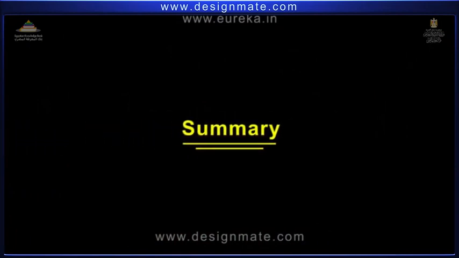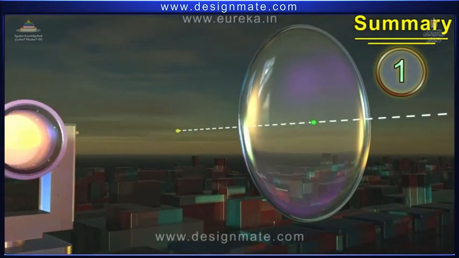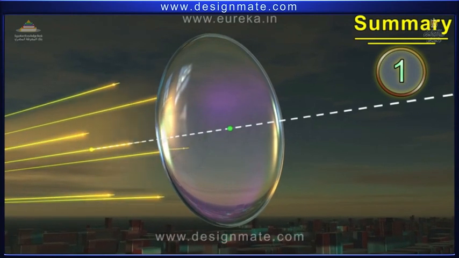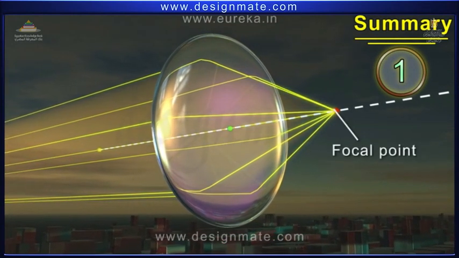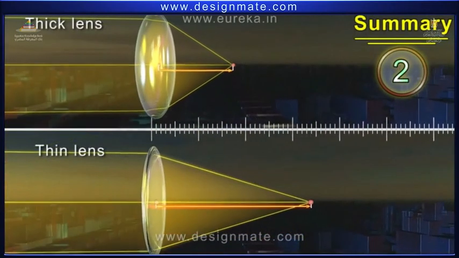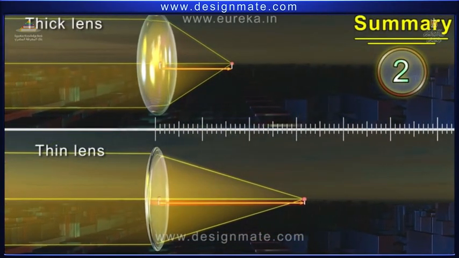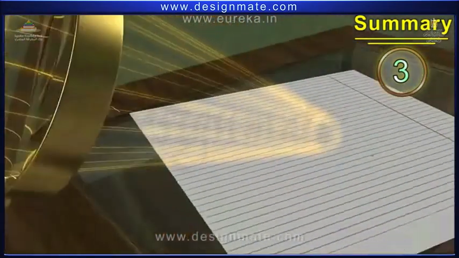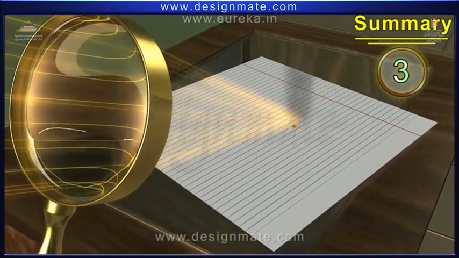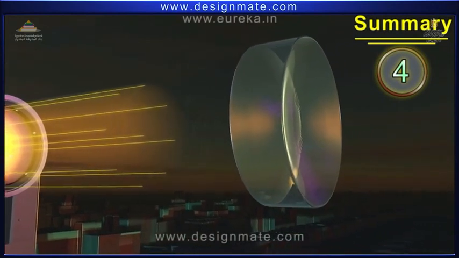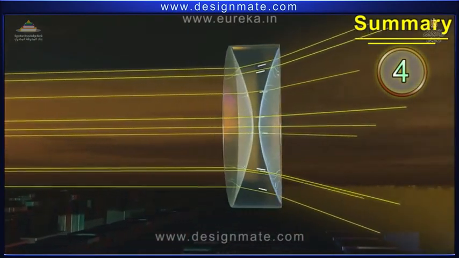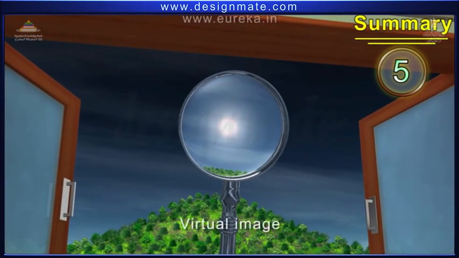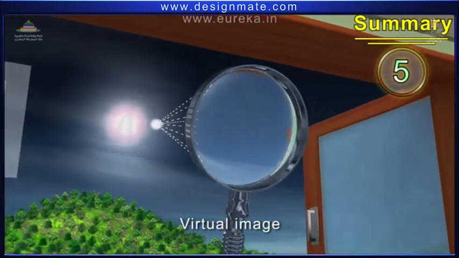To summarize, we have understood that 1. Light rays parallel to the principal axis and incident on one side of the convex lens undergo refraction and converge at a point on the principal axis on the other side. 2. The focal length of a thinner lens is greater than that of a thicker lens. 3. A real image produced by a convex lens is formed on the other side of the object. 4. The parallel rays of light incident on a concave lens undergo divergence as they emerge on the other side. And 5. The concave lens produces a virtual image, that is, an image formed on the same side of the object.